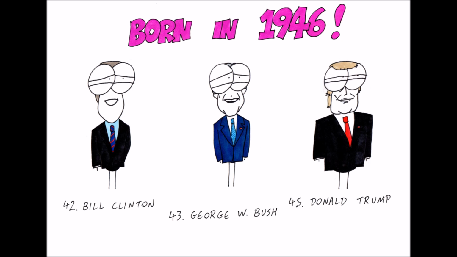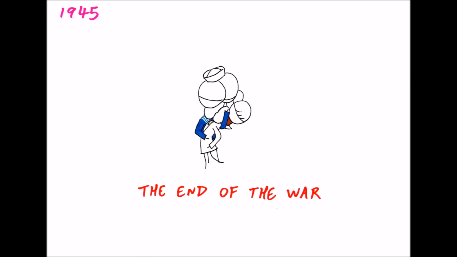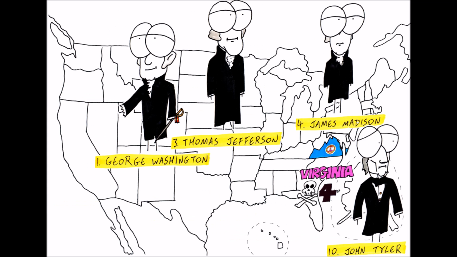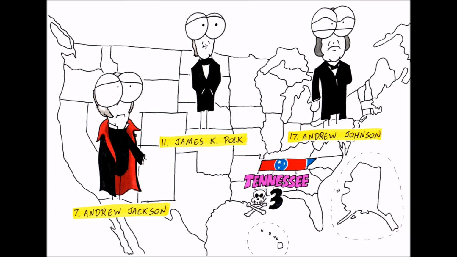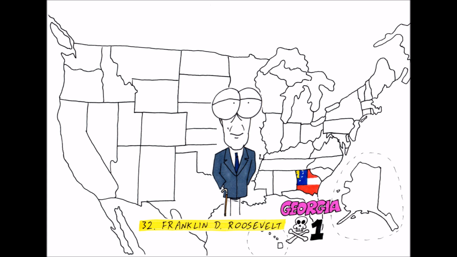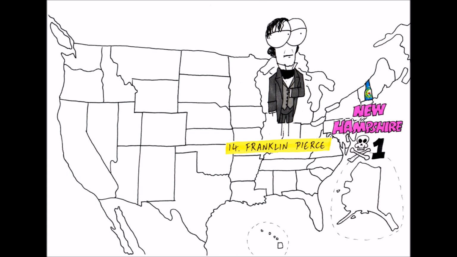1946 produced the most presidents. That's the baby boomers for you. New York has had 9 presidents die there. DC has had 7, Virginia has had 4, California and Tennessee have had 3 each, New Jersey, Texas and Massachusetts have had 2, Missouri, Georgia, Indiana, Ohio, Pennsylvania and New Hampshire have had 1.